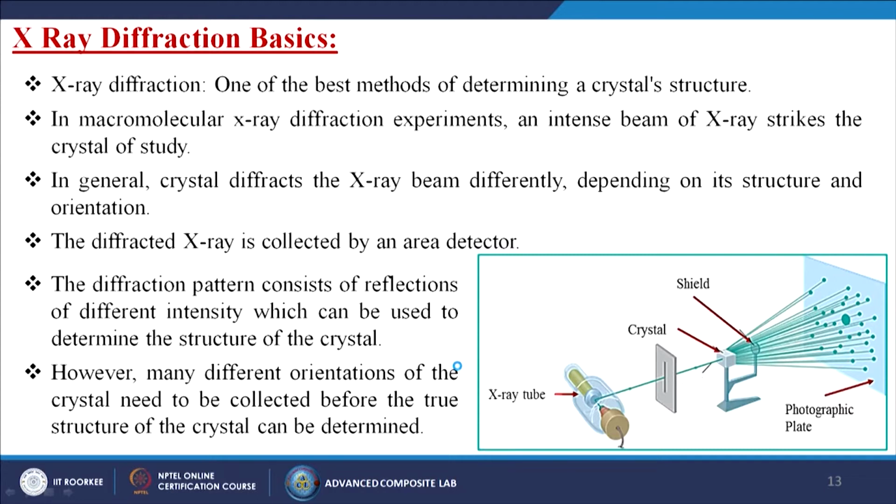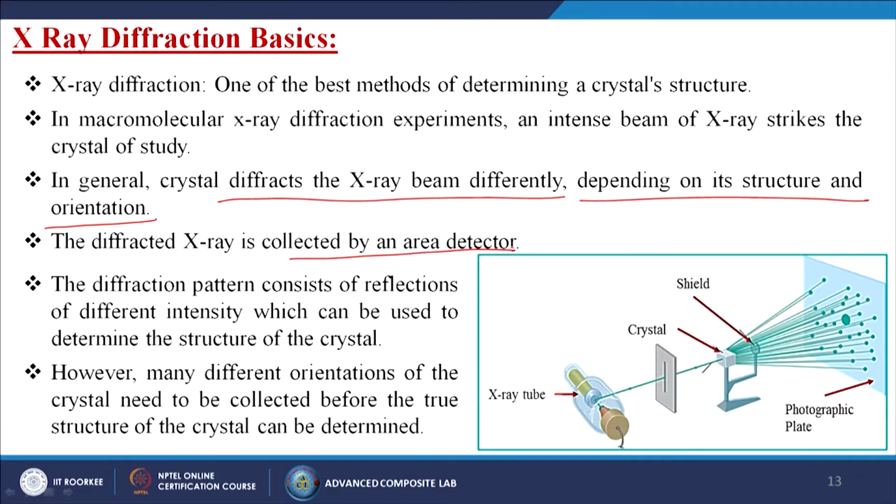X-ray diffraction is one of the best methods of determining a crystal structure, which I have already told you. In macromolecular X-ray diffraction experiments, an intense beam of X-ray strikes the crystal of study. In general, a crystal diffracts the X-ray beam differently depending on its structure and orientation. Yes, of course, because it varies from material to material and with their atoms. The diffracted X-ray is collected by an area detector. The diffraction pattern consists of reflections of different intensity which can be used to determine the structure of the crystal.